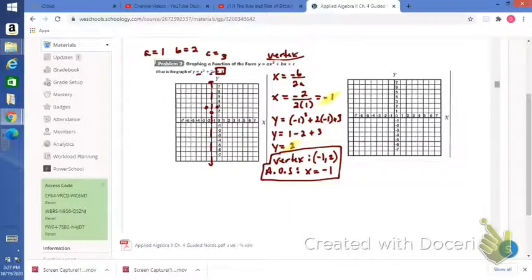Okay, and then to find the second point, we can plug in 1 into our equation. So y equals 1 squared plus 2 times 1 plus 3. So y equals 1 plus 2 plus 3, so y equals 6. So 1 comma 6 is a point.